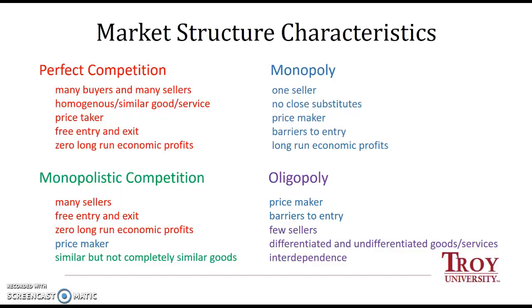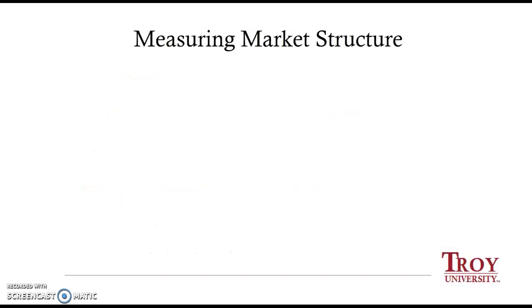Interdependence is perhaps the most defining characteristic of oligopoly, as each firm has to consider what other firms are doing in terms of pricing and output. In fact, many economic models of oligopoly are built around this idea. While knowing the characteristics of each is important, we also need to be able to measure market structure to accurately determine which one we are considering.